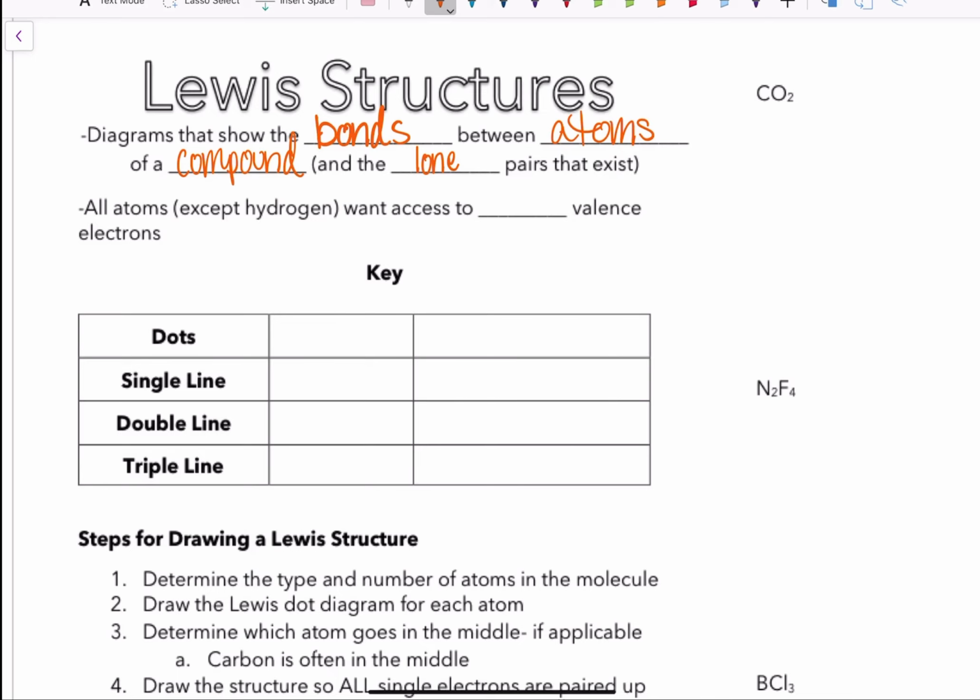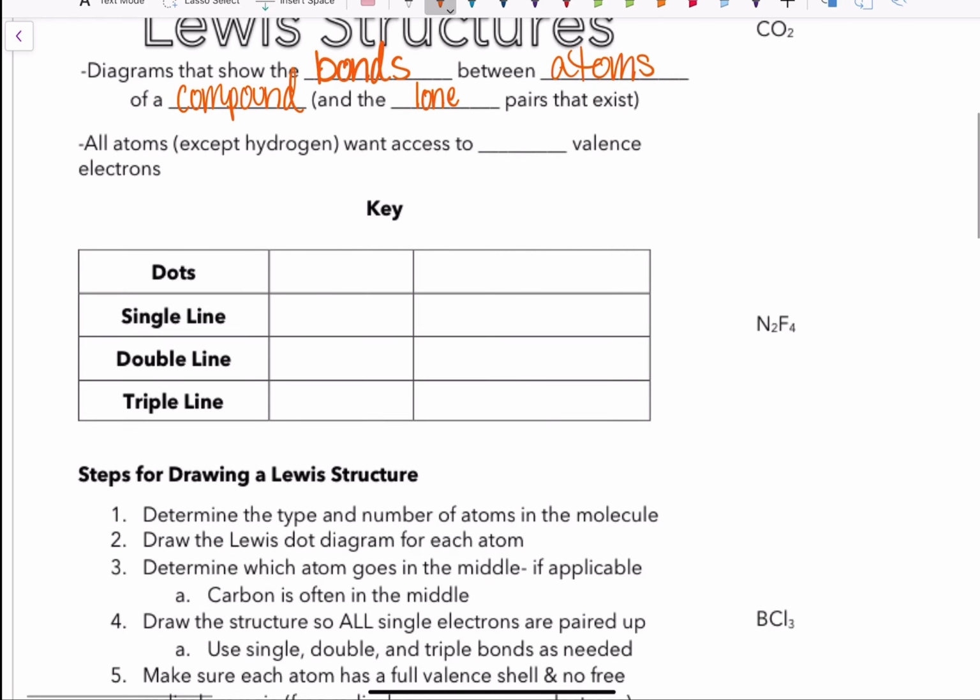You remember a lone pair from when we talked about Lewis dot diagrams? For example, if you had nitrogen, nitrogen's Lewis dot diagram looks like this. Right here, this would be a lone pair. And then all of those other electrons you see here, 1, 2, and 3, those are single electrons. Those single electrons also go by another name. These are called free radicals, and we're going to talk about those later. Free radicals are really bad, 1, for your health, and 2, for Lewis structures.